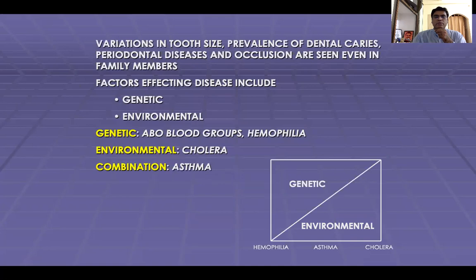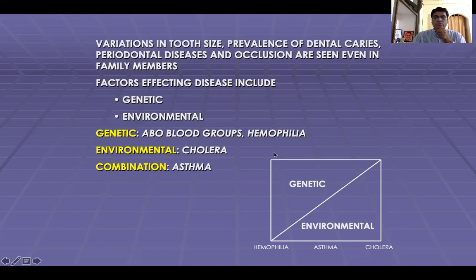Variations in tooth size, prevalence of dental caries, periodontal diseases, and occlusion are seen even in family members. The factors affecting disease include genetic and environmental. And as you see from this particular representation, you have genetic, environmental, and a combination of both genetic and environmental factors.